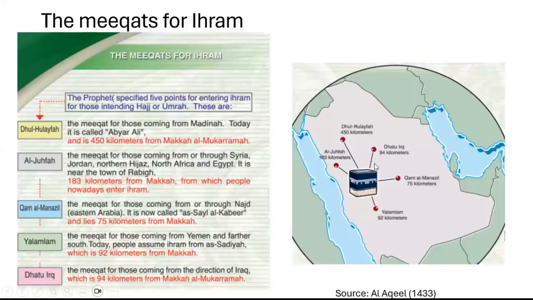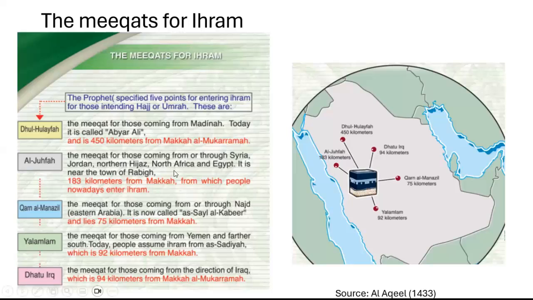The mikat, there are 5 mikats. For us here in Eastern Province, I don't know if you have others from other provinces in the audience, our mikat is Karmanazil, 75 kilometers from Haram. Then you have also Dhatul Irq, 94 kilometers, for those coming from Iraq and beyond that area. Then you have Zul Hulaifa, 450 kilometers, for those coming from Medina or beyond that. It's also called Abiyar Ali.